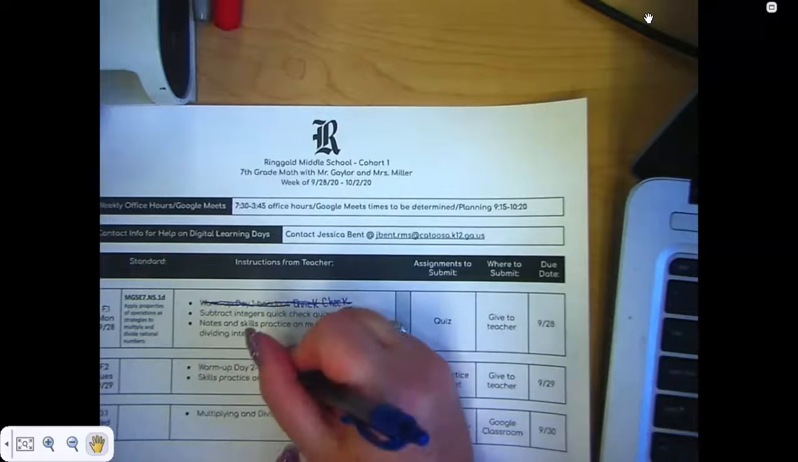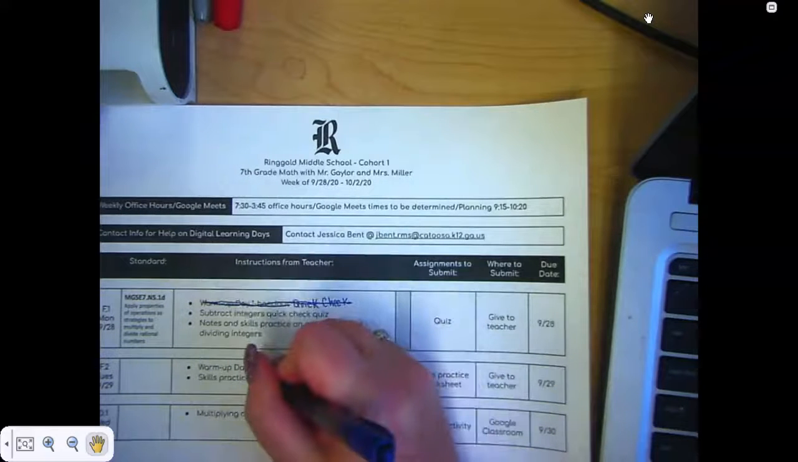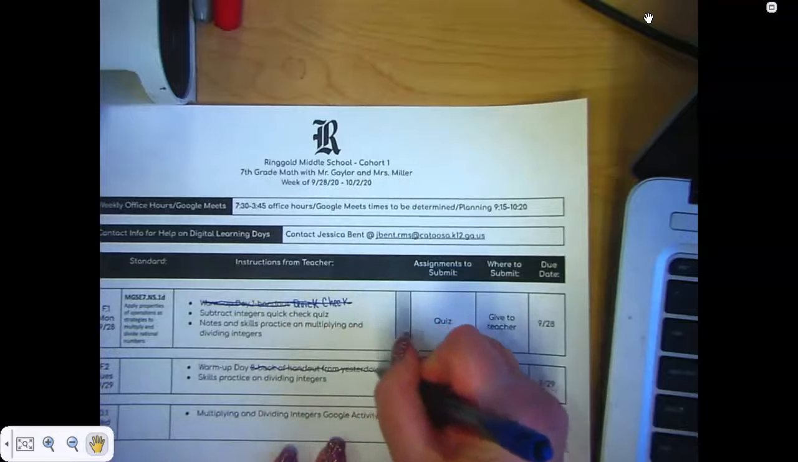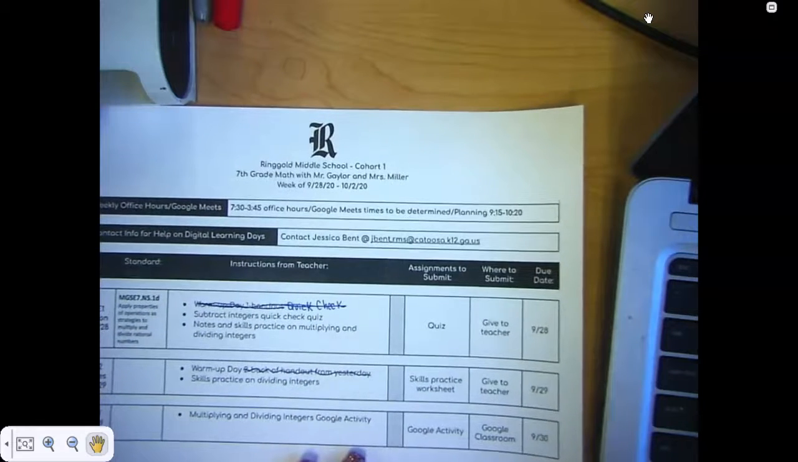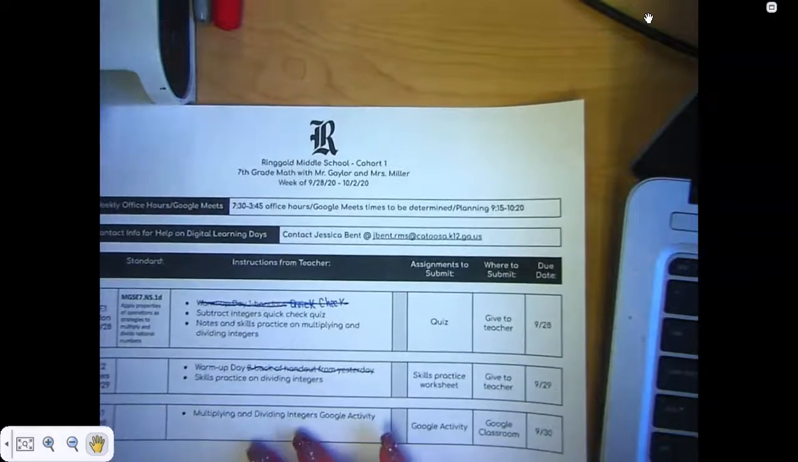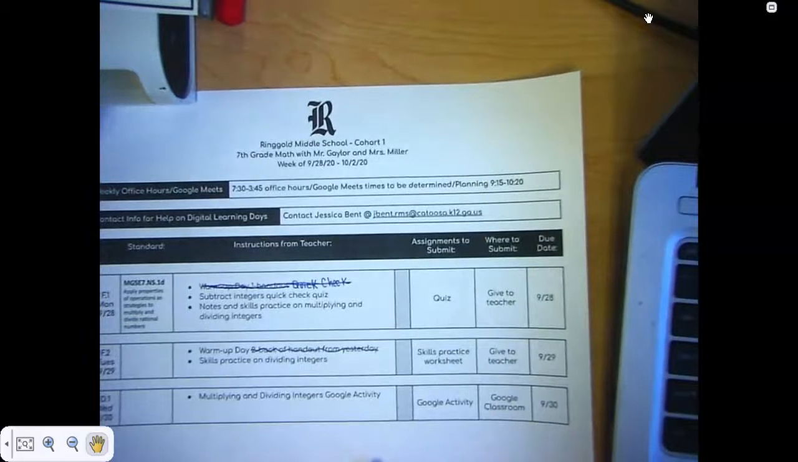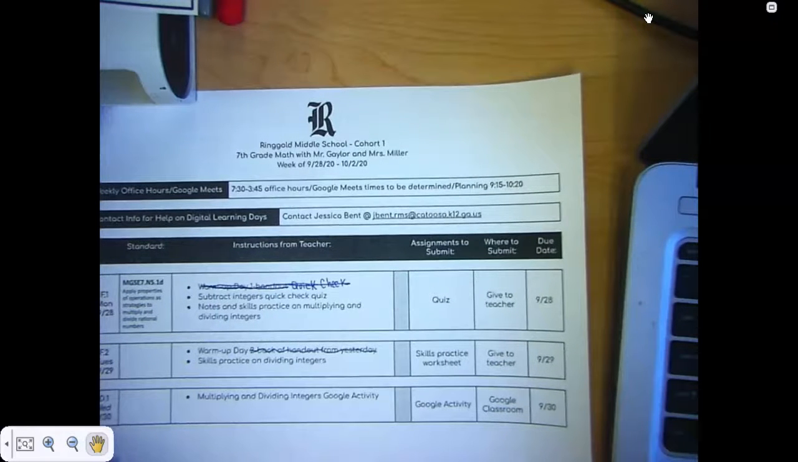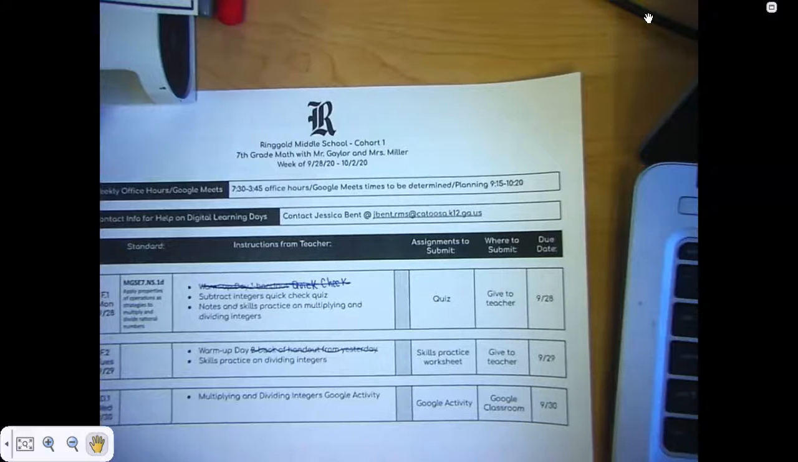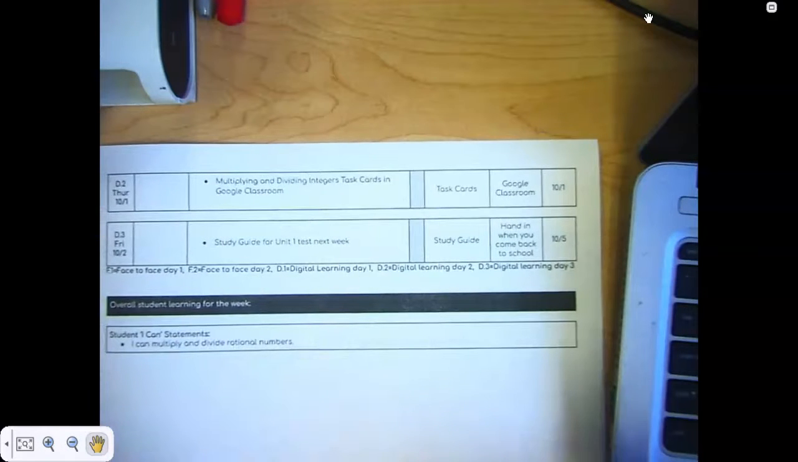Tomorrow, you'll get a new warm-up when you're here. And then you'll do a skills practice on dividing integers tomorrow. So this week is all about multiplying and dividing integers. Wednesday, there will be a multiplying and dividing integers assignment in your Google Classroom. That's due by Wednesday night. Turn over. Thursday, there will be some task cards on multiplying and dividing integers. That's also in your Google Classroom.